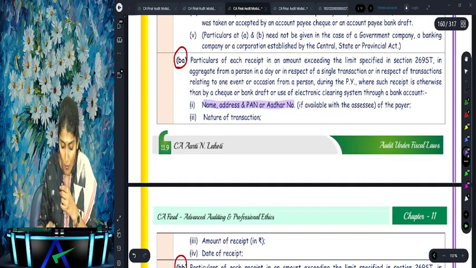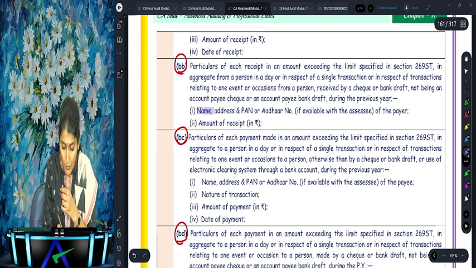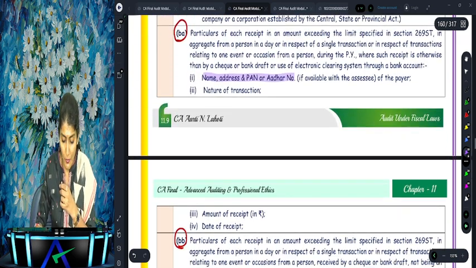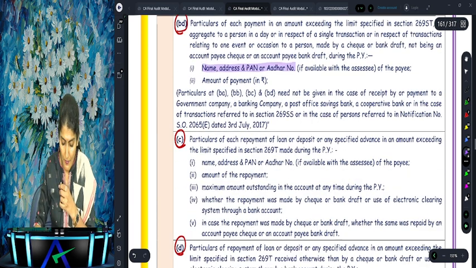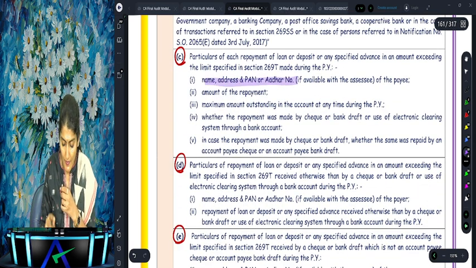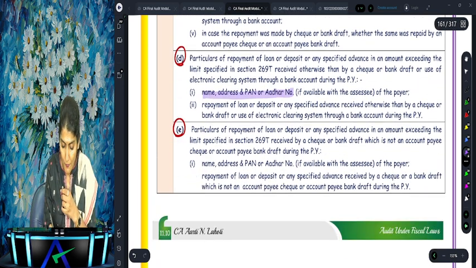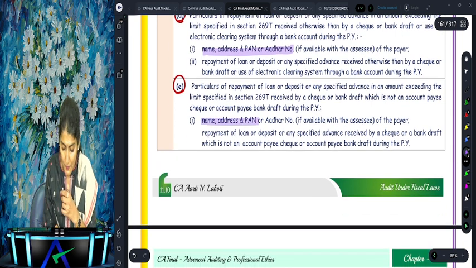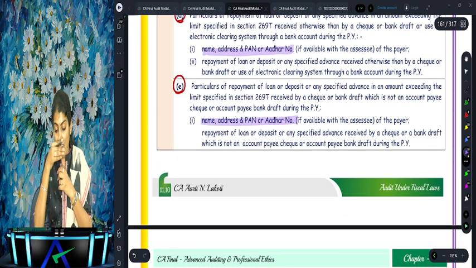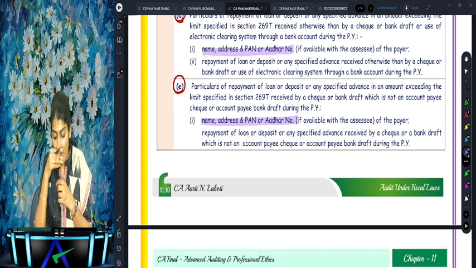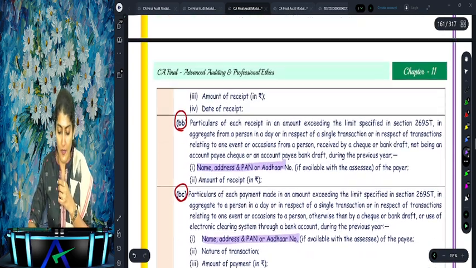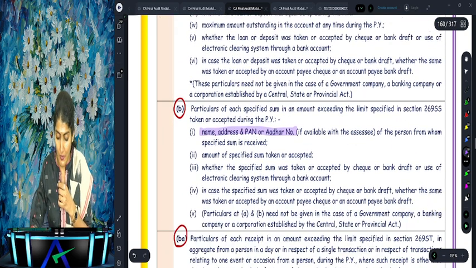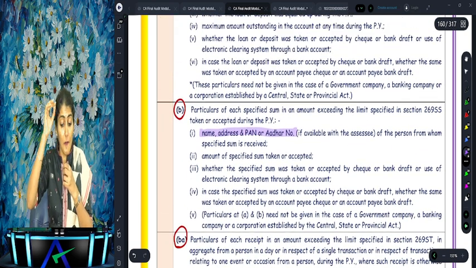So if you look at all the points over there, what is the first point given over there? Name, address, PAN or Aadhaar, right? Name, address, PAN or the Aadhaar number. Are you getting it? Right, for each of them, if I come right up to 31E, what is the first point constant over there? Name, address and PAN or Aadhaar number, if available with the assessee or the payer. Are you getting that, everyone? Okay, right, so name, address and PAN.